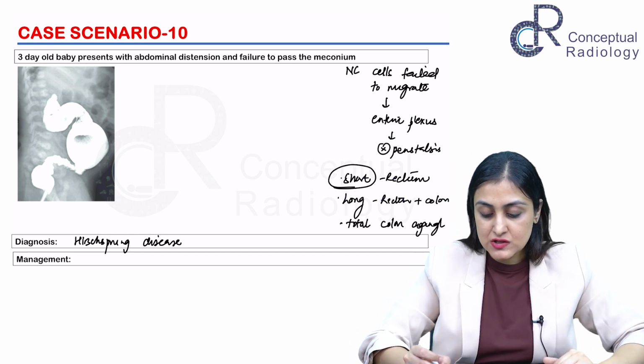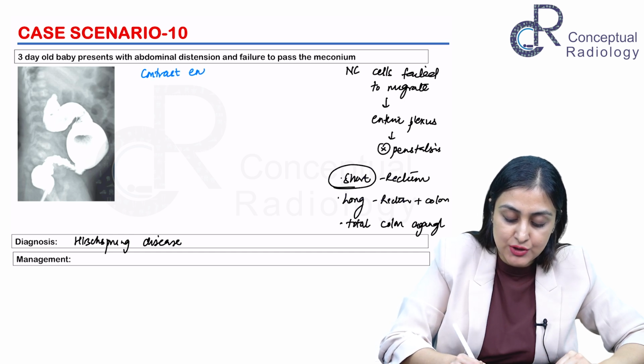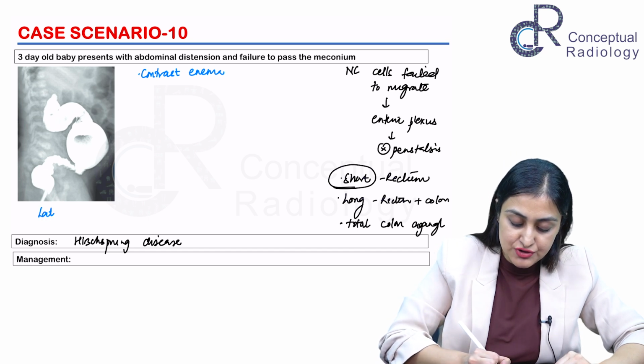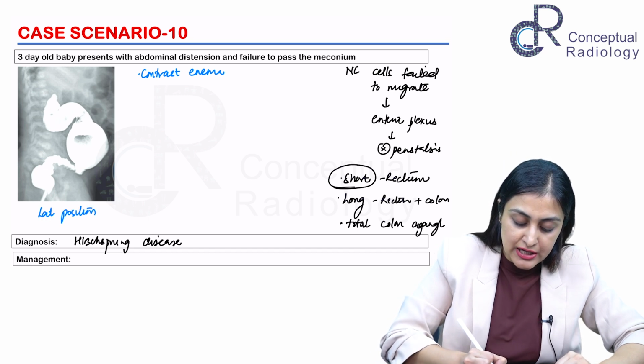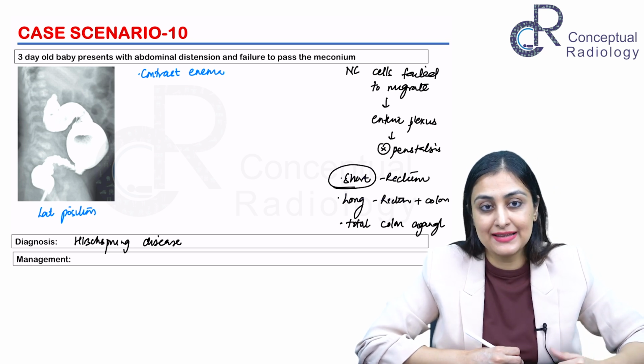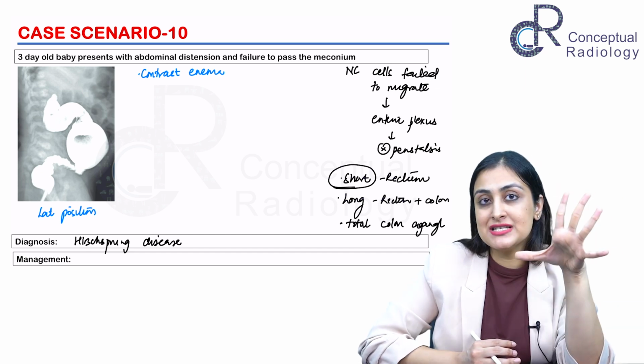So what happens is, again, the workhorse here is going to be a contrast enema that you do. Normally, we are going to do this in a lateral position. So in a lateral position, you start inflating your contrast. You can put in a Foley's catheter. You can inflate the bulb as well, but make sure you're not over distending the bulb.